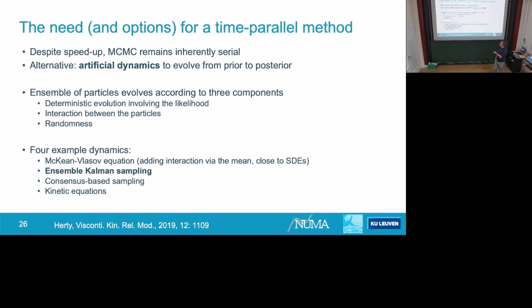There are many example dynamics that you can think of. McKean-Vlasov equations are typically used for this. Ensemble Kalman sampling is a thing that I will talk about. There's consensus-based sampling. Elisa knows a lot about consensus-based sampling, I guess. And there are many methods based on kinetic equations, and because they are not so well known, I put a reference to a paper on that on the slide.